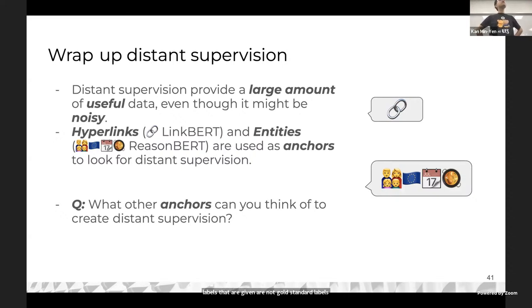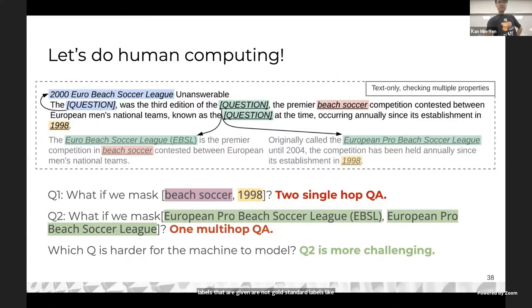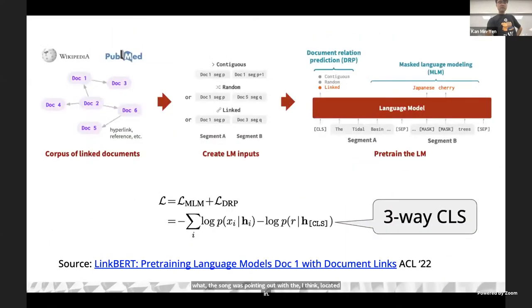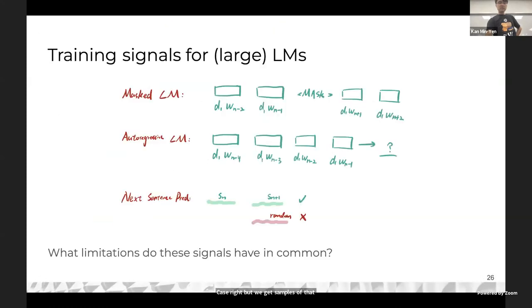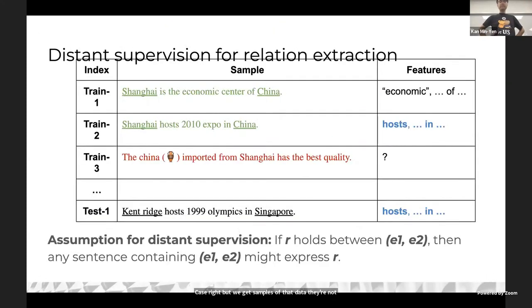Like what Yisong was pointing out with the located in case, right? When we get samples of that data, they're not always correct. There was a case where that is wrong. So even though it says here training, the system is trained on that, it thinks this is correct because we're giving this assumption of distance supervision being a task that correlates with the original task, but the labels are not given by a gold standard labeler, right?